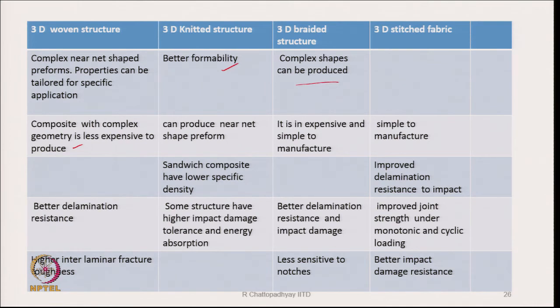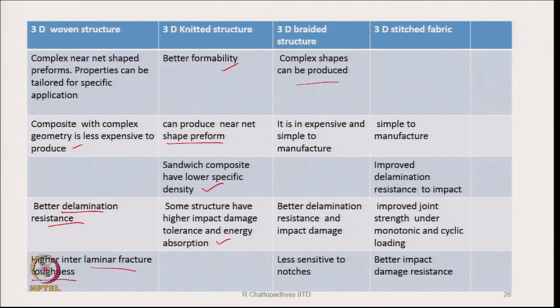When you go for making composite fabrics, 3D open structures can be used. They have a better delamination property. So, that means the layers will not separate from each other easily. Higher interlaminar fracture toughness is there. 3D knitted can produce near net shape preform, sandwich composites have lower specific density. Some structures have higher impact damage tolerance and energy absorptions.